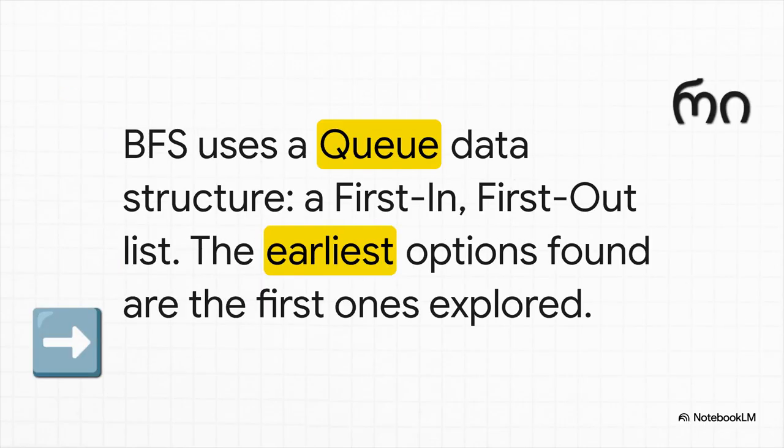So how does it pull off this perfect wave-like search? It uses a neat little data structure called a queue. The best way to think of a queue is just a line at the bank.